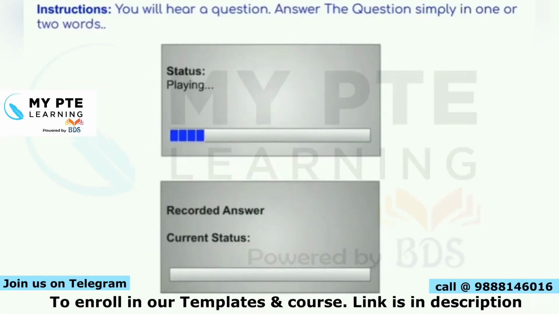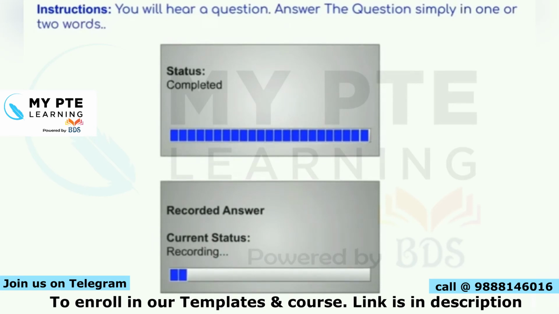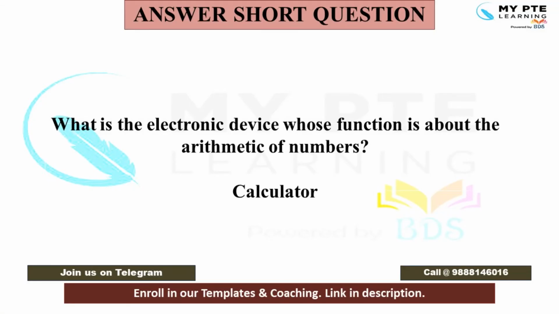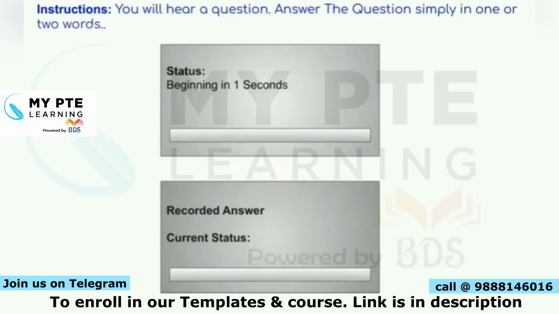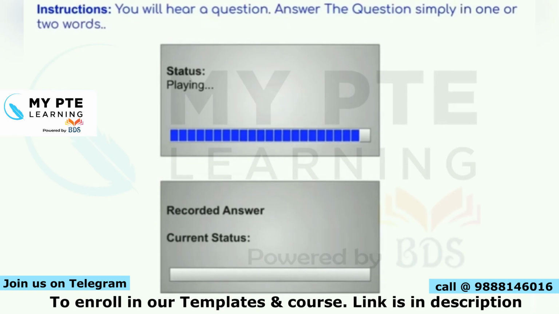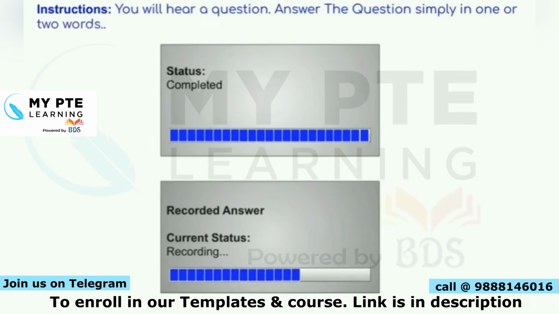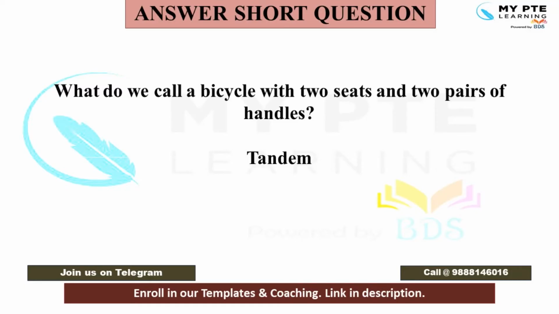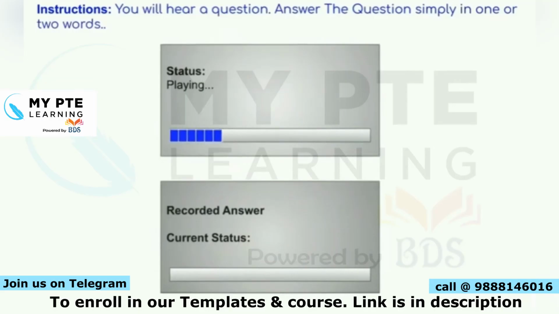What is the electronic device whose function is about the arithmetic of numbers? What do we call a bicycle with 2 seats and 2 pairs of handles? What is the mark used to show that one or more letters have been left out?